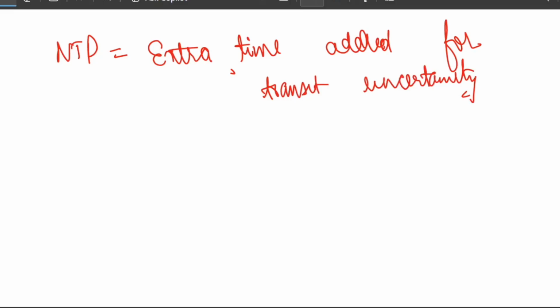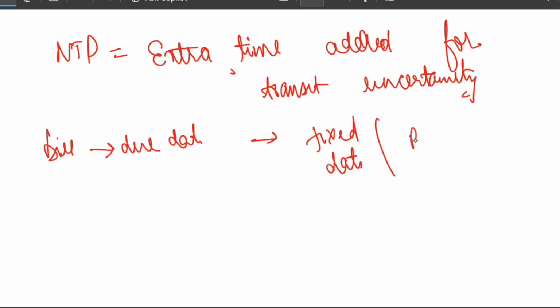There is an exception: if the bill due date is linked to a fixed date. Suppose the bill due date is linked to a fixed date. What is the fixed date? Fixed date can be the bill of lading date, your shipment date, or your calendar date. So in that case, NTP will never apply.